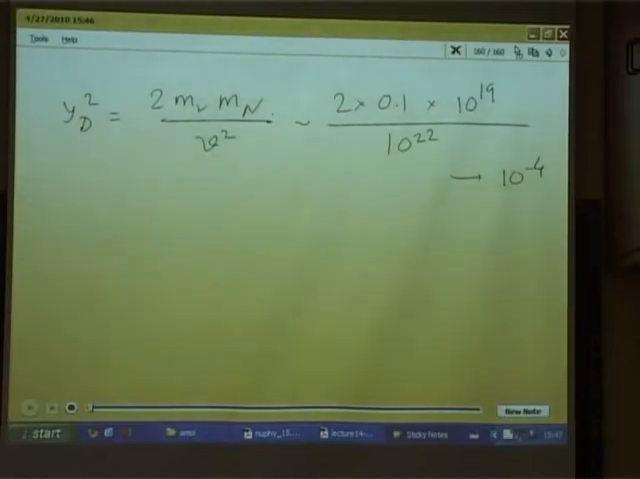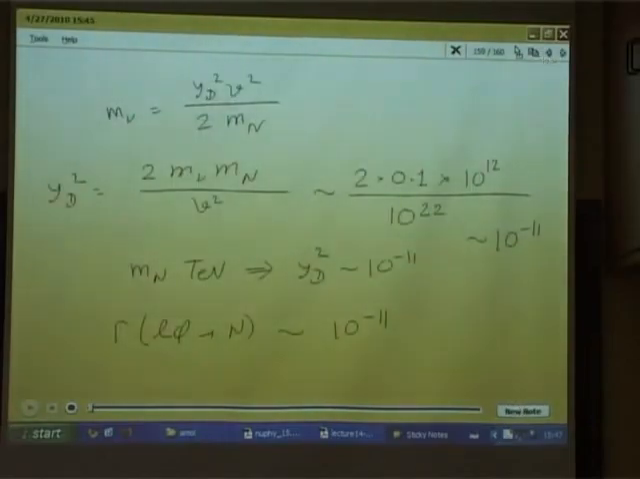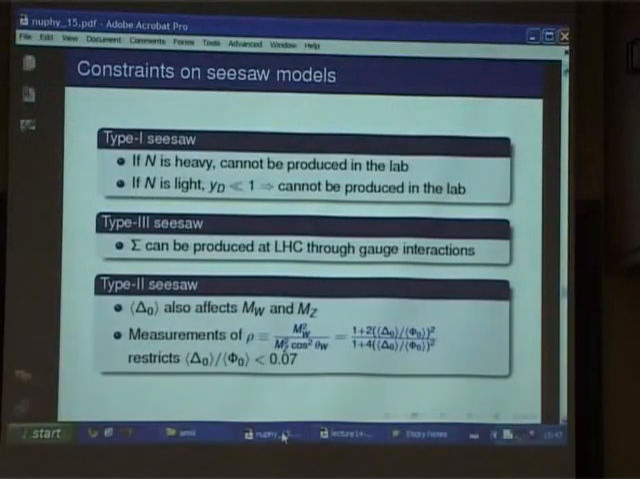If the mass is low, TeV mass, then as we saw here, the cross section is proportional to yd squared, which is 10 power minus 11. So therefore, although type 1 seesaw looks okay, it is almost impossible to confirm type 1 seesaw. Therefore, this is very hard to establish.